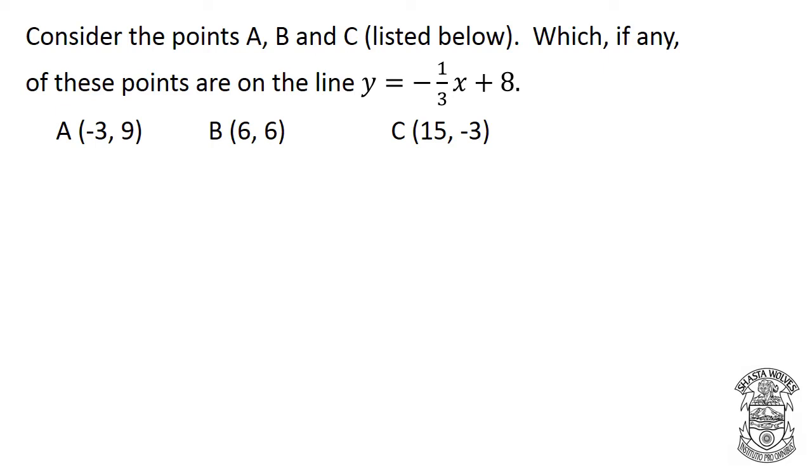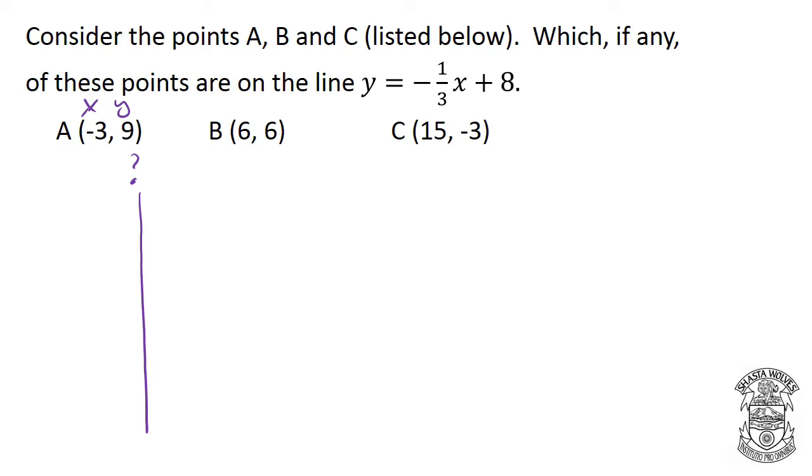So what I'm going to do is test 3 different points and see if they make the equation y equals negative 1/3 x plus 8 true. To do this, I'm going to write a little vertical line here, and I'm going to put a question mark because I'm not sure if it's true or not. But you can see for each one of these points, I have an x and I have a y. All of them have an x and a y.